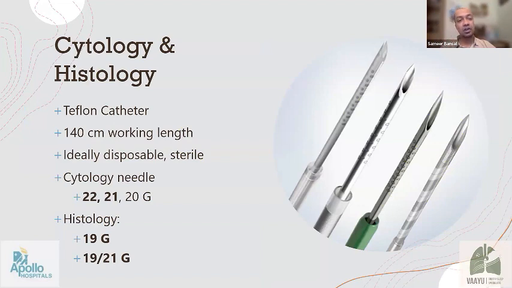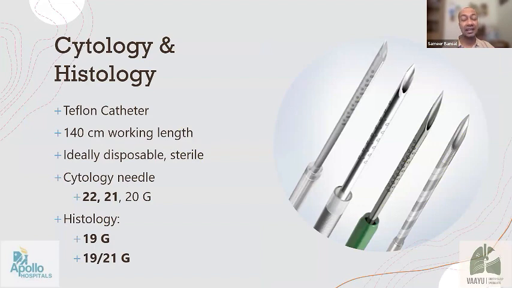Another thing is cytology versus histology, what to do. Cytology is when you just get an aspirate, histology is when you actually get the tissue sample. So these are generally advanced through Teflon catheters, which may be approximately around 140 centimeter working length. Ideally, they are disposable, but yes, you can sometimes use it after sterilizing also. The cytology needles are usually 22, 21, and 20 gauges, and histology is typically 19 and 21 gauge. 19 gauge may not actually be required nowadays.